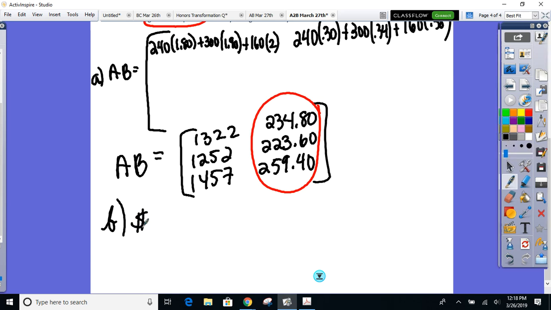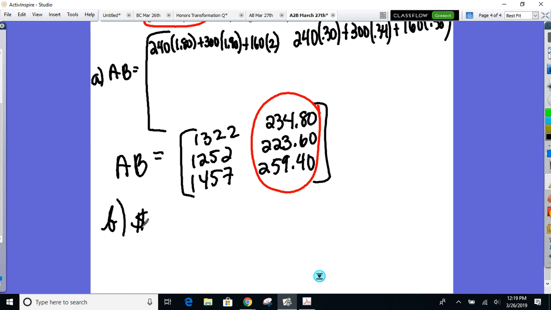Again, the profit was in column 2, so I'm going to my matrix and I'm looking at column 2. All right. And in column 2, if I added all of them up, it should give me my profit for Monday through Wednesday: $717.80 profit when I add all 3 values up.